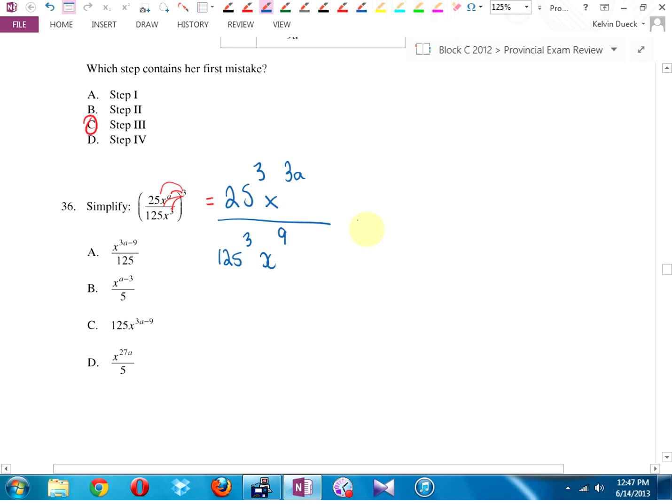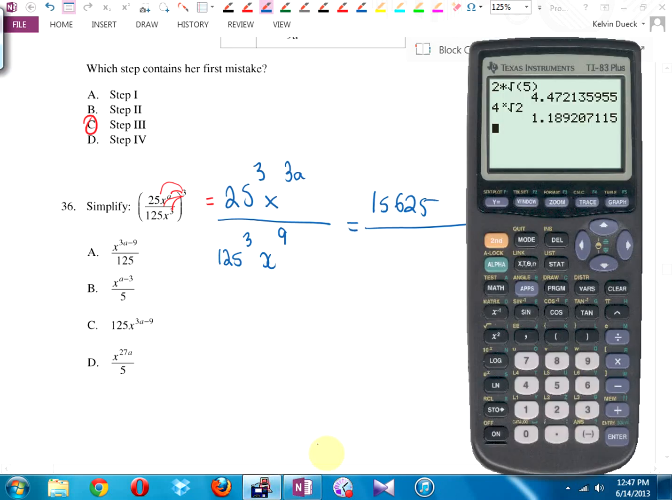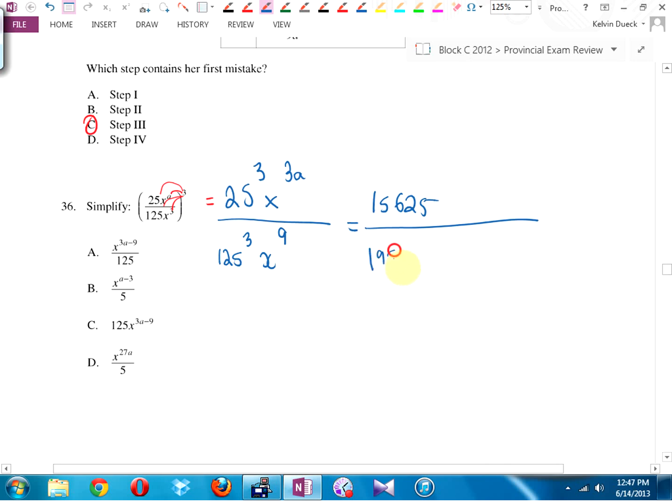Numbers first. What is 25 to the third power? 15,625. What's 125 to the third power? 1,953,125. We'll do the letters later. I'll put a little box there to remind me to do the letters, but let's reduce this fraction, because I'm hopeful that as I reduce this fraction, I bet you, Simi, I'll be able to cross out some wrong answers.